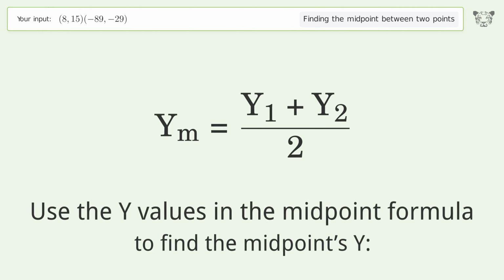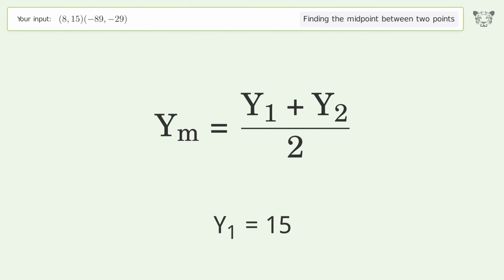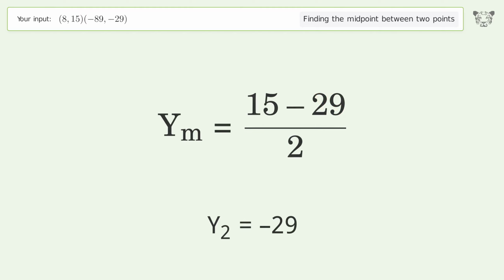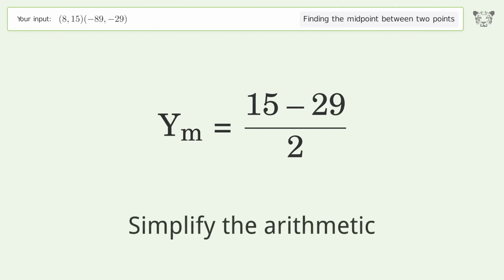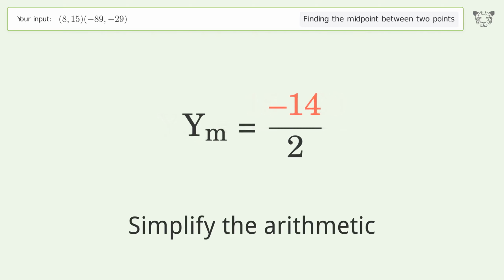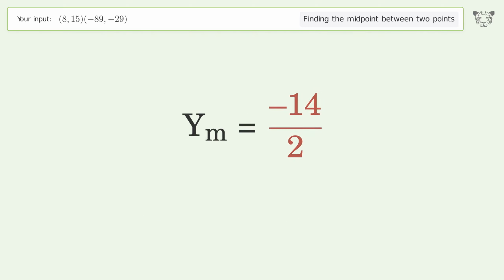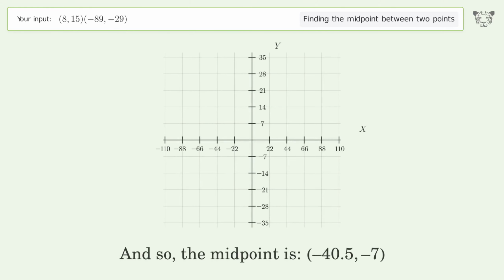Use the y values in the midpoint formula to find the midpoint's y. y1 equals 15. y2 equals -29. Simplify the arithmetic. And so, the midpoint is -40.5, -7.